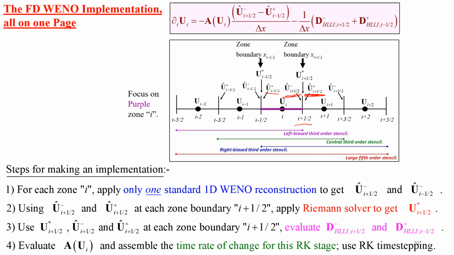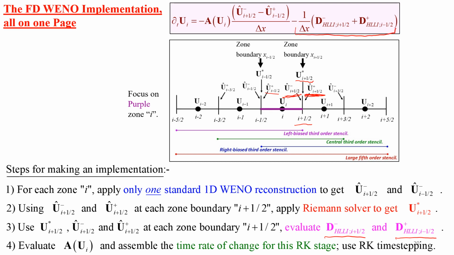Once you get the left and right states for each zone boundary, you can obtain the resolved state U star I plus a half for that particular zone boundary of interest, and we obtain this for all the zone boundaries of interest. Once you have U star and the left and the right states, you can actually obtain the left going fluctuations and the right going fluctuations at all the zone boundaries that you're interested in, and that allows you to put together this part of your right hand side.